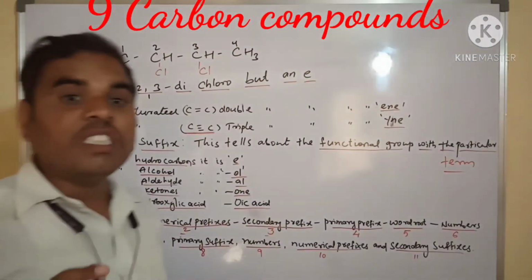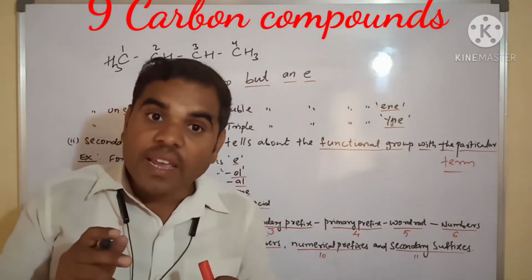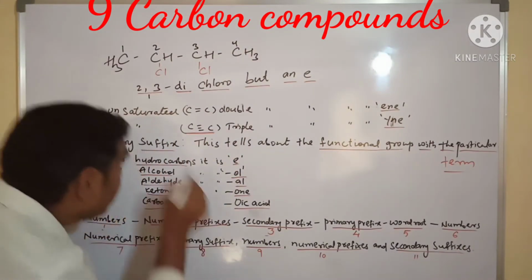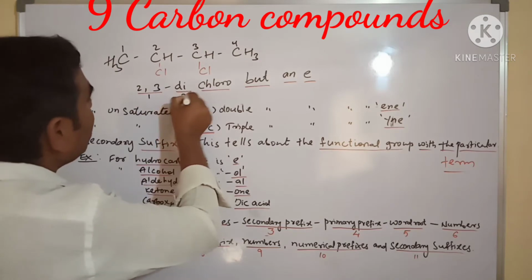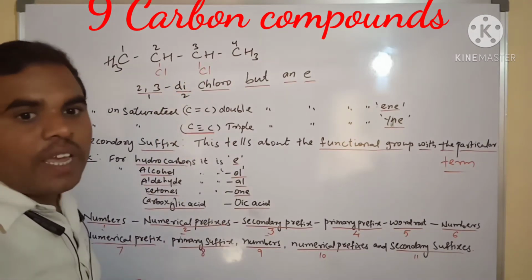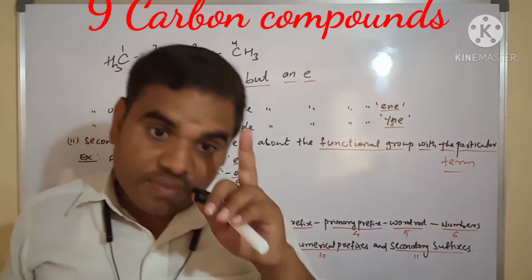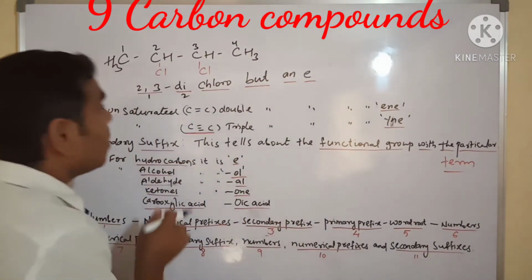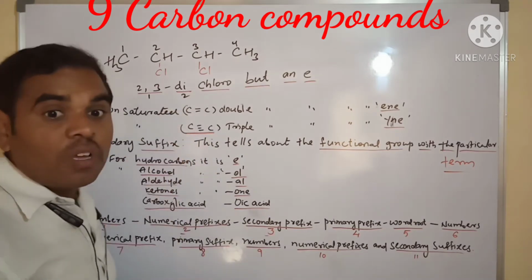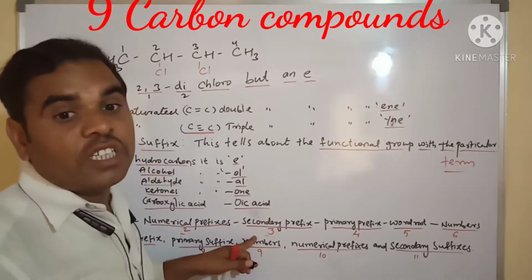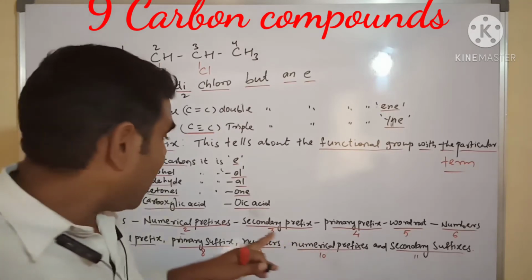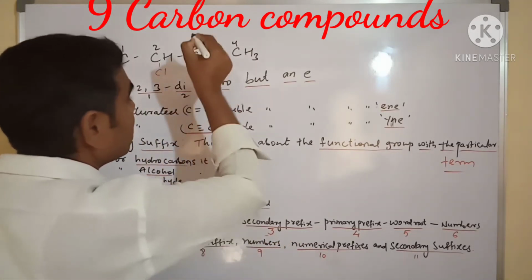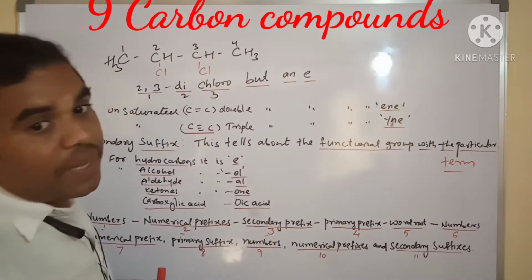See what said second word? Die. Die means it is a number 2. Numerical prefix. See we have to write the numerical prefix. Okay. Next it is a 3. Secondary prefix means we have to write the chloro. Chloro is a halogen. This means secondary prefix. Okay, secondary prefix.